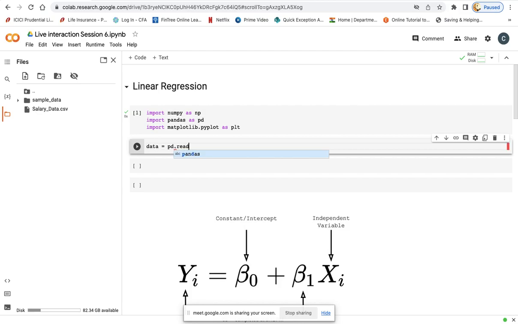Okay, I hope you can see my screen. Yeah, I think you can see my screen.